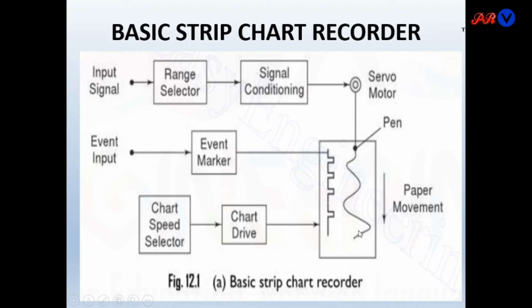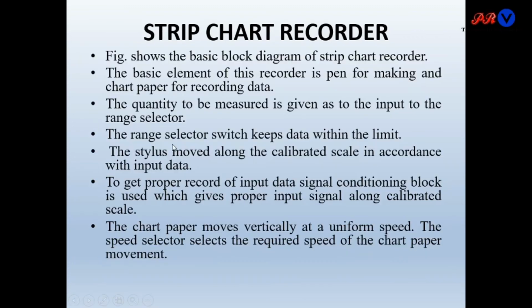Let us discuss its functions. The figure shows the basic block diagram of a strip chart recorder. The basic elements of this recorder are the pen for marking and the chart paper for recording data. Pen is used for marking and chart paper is used for recording data.